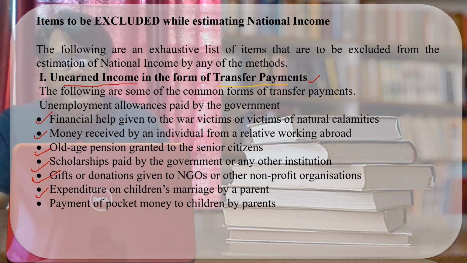Pocket money is very common. For example, when we were small kids, our parents used to give us pocket money. Have we earned it? The answer is no, we have not earned it. So it is nothing but a transfer payment only. The pocket money which students, the wards, get from their parents is also not to be considered while calculating national income, because it is nothing but a transfer payment.